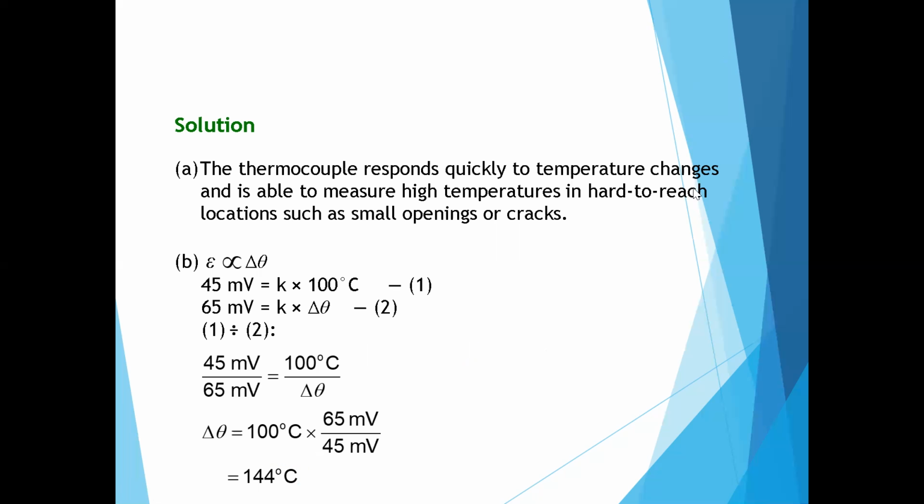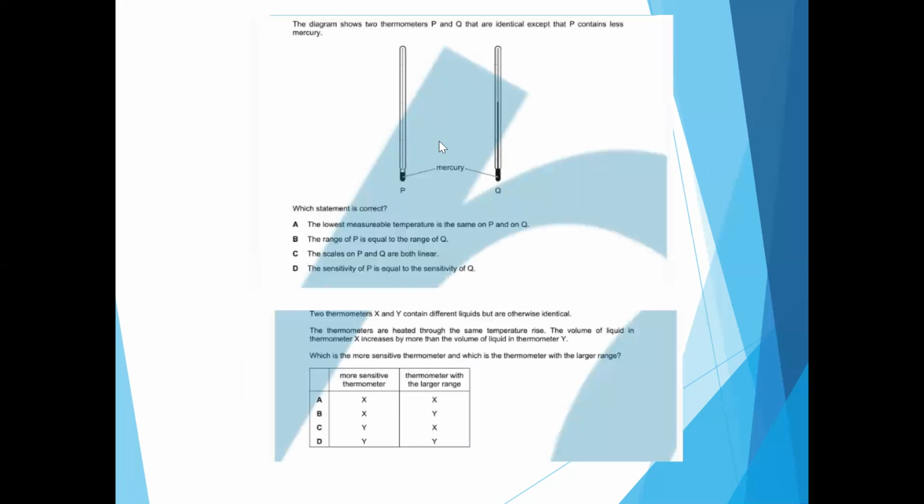Now let's have a look at past paper questions. The first question says that the diagram shows two thermometers P and Q that are identical except that P contains less mercury. Apart from that, they're the same. Now we have some options. Which statement is correct? The lowest measurable temperature is the same on P and Q?